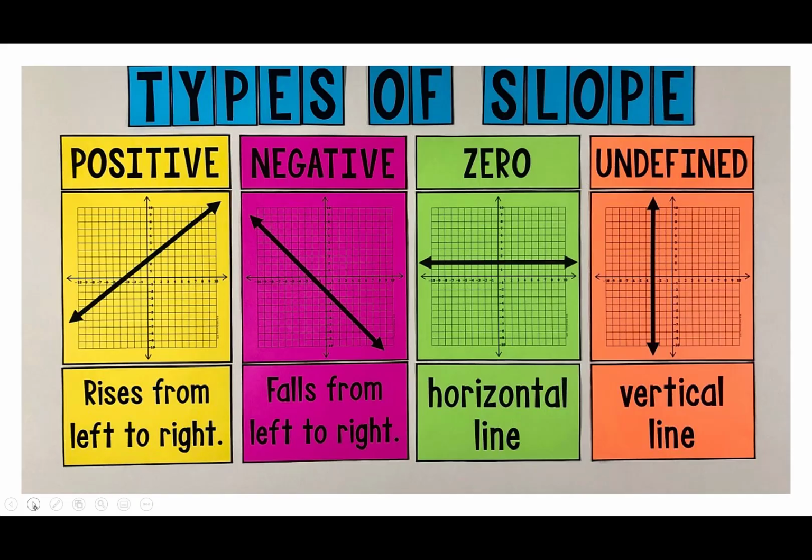The first thing I want to review with you is the types of slopes. There are 4 types of slopes, and I have them here on this slide. If the slope is a positive number, the line of that equation will rise from the left to right. If the slope is negative, it will fall from left to right, or it will go down as you're reading the graph from left to right. A horizontal line has a 0 slope, and a vertical line has an undefined slope.